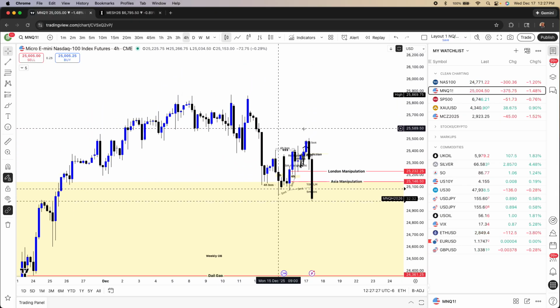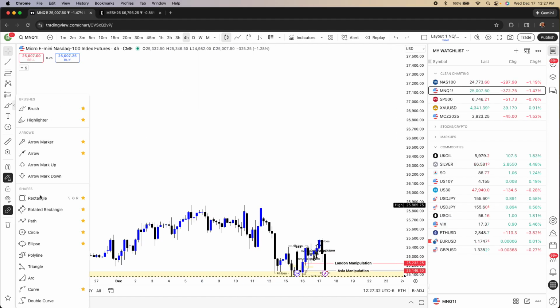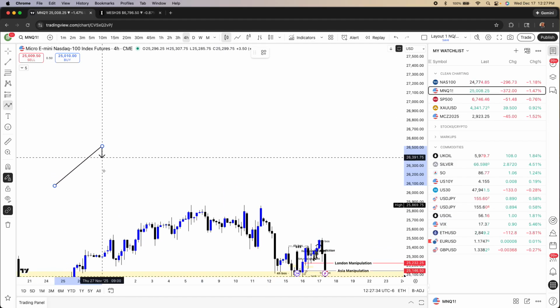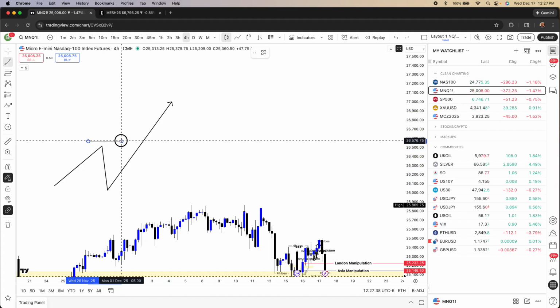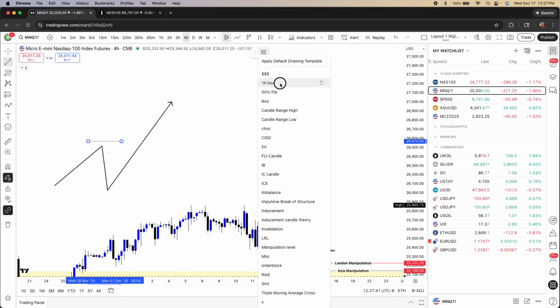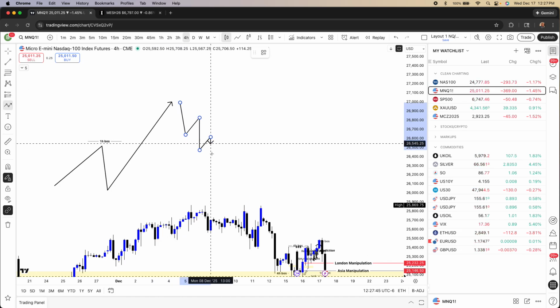I pretty much think that's it. I'll go over quickly kind of what my model is. Typically, I'm looking at the 1 hour time frame, and I just want to see a 1 hour break of structure to the upside, something like that, with then a pullback on the 5 minute, maybe even the 10 minute.